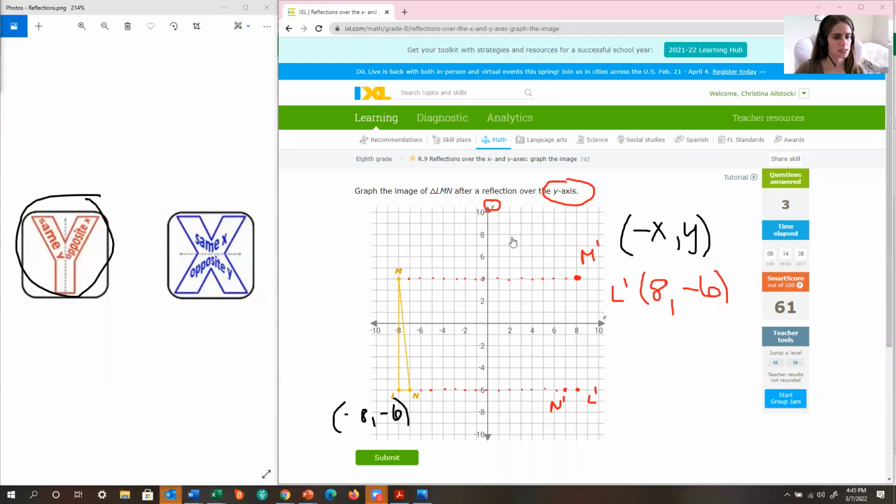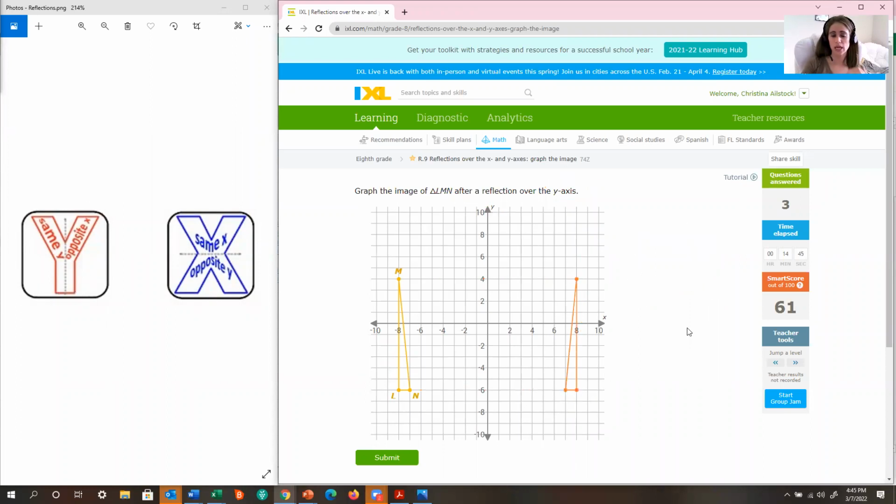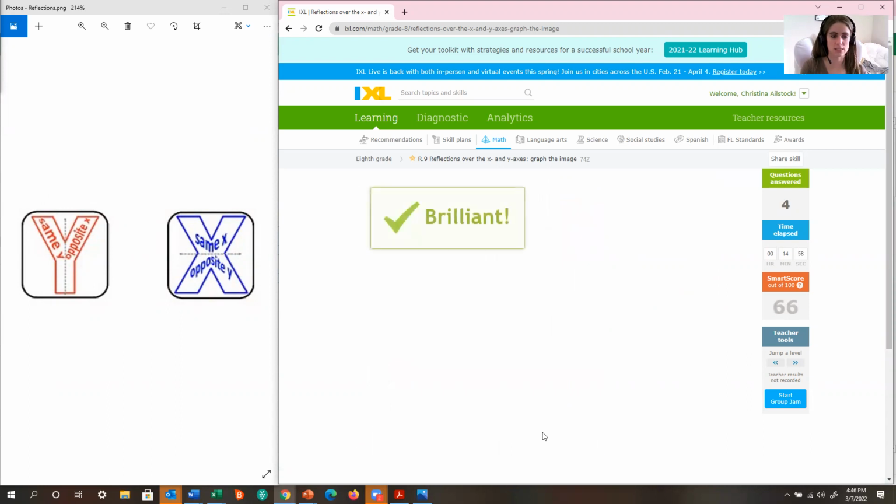I'm going to graph these and then we can look at them to make sure that everything does make sense. It does, because when you reflect something, it flips it. So I can see that my triangle here, it's a skinny one, but it has been flipped. It has been reflected across the y-axis.